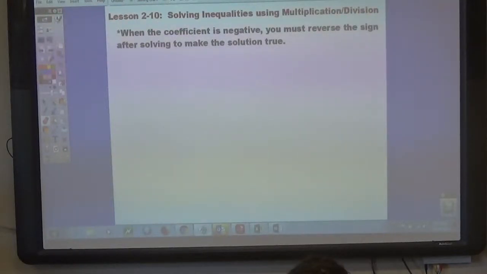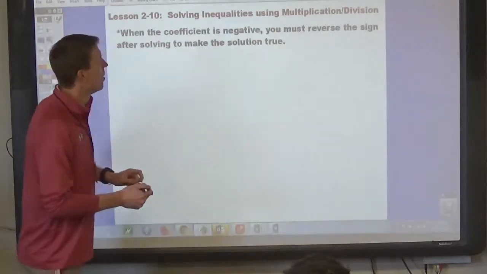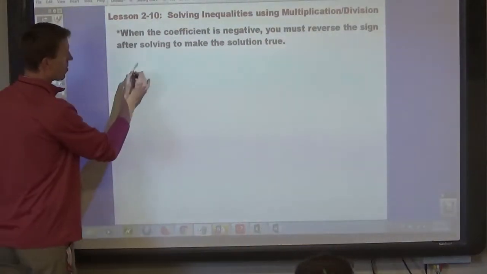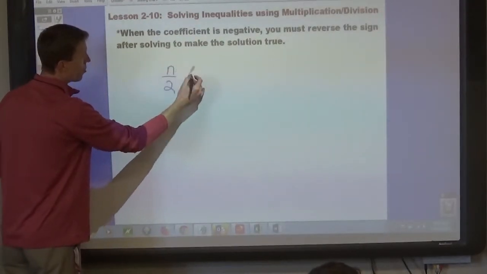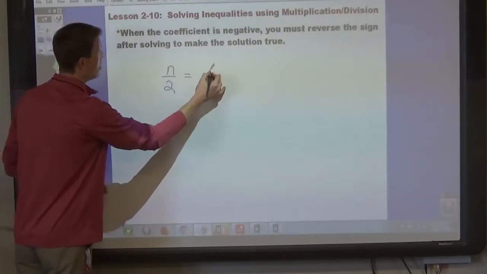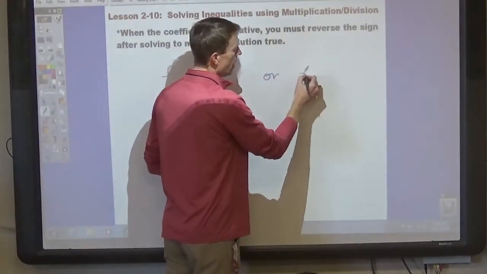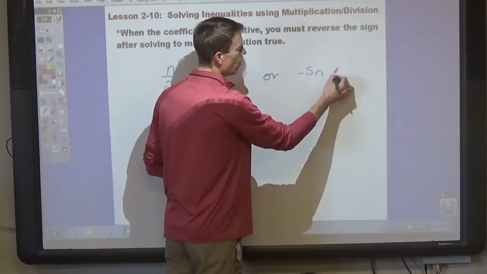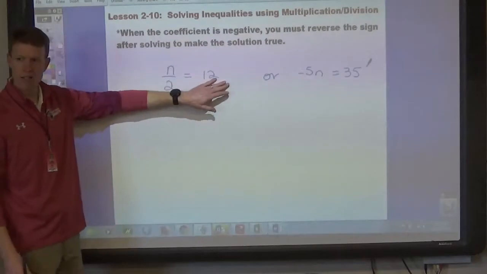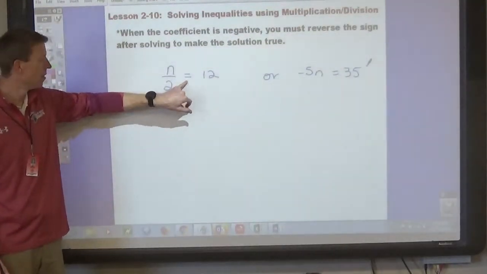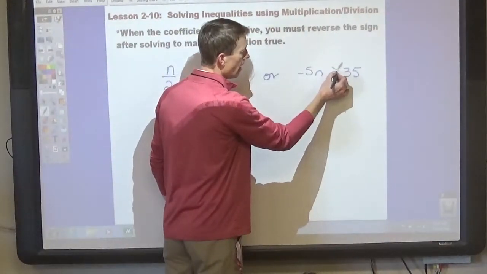Seventh graders, we're going to move on to solving inequalities that involve multiplication and division. These are questions that are similar to the ones where you divide and solve. So, for example, n over 2 is equal to, or negative 5n is equal to 35. They're similar to these, but instead of the equal sign, we're going to change this to less than or equal to, for example, or greater than or equal to.